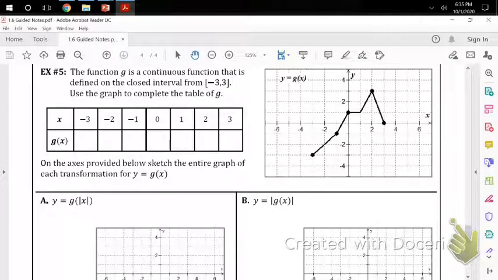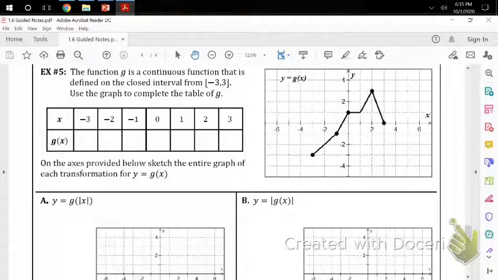Right, lesson 1.6, part 3 is going to start out with example 5. It says the function g is a continuous function that is defined on the closed interval from -3 to 3. Use a graph to complete the table of g. All right, so we're just going to pull these ordered pairs.